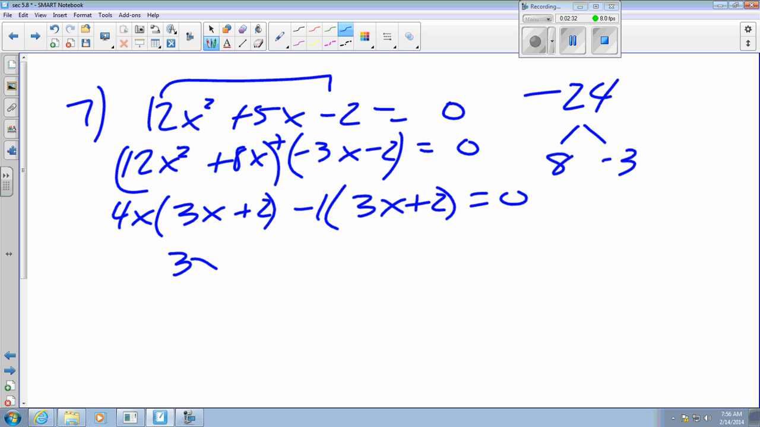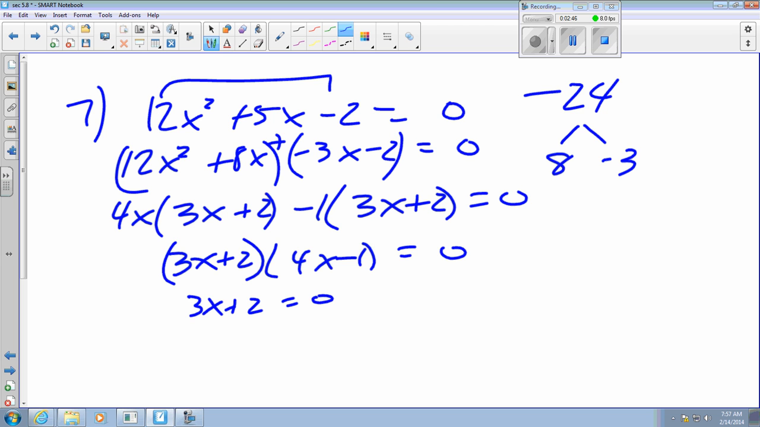Regrouping, I get a 3x plus 2 and a 4x minus 1. Since there's a number in front of the x here, I can't just do the opposite, so I'm going to set it equal to 0 and solve it.